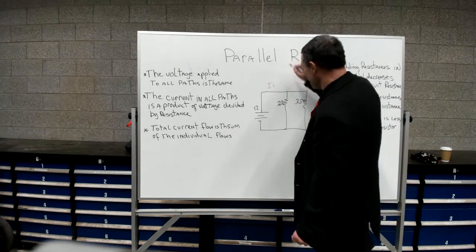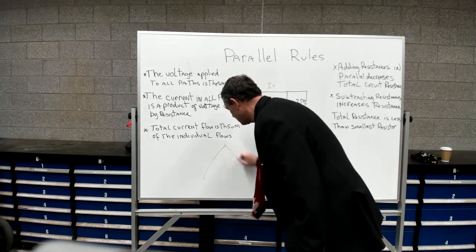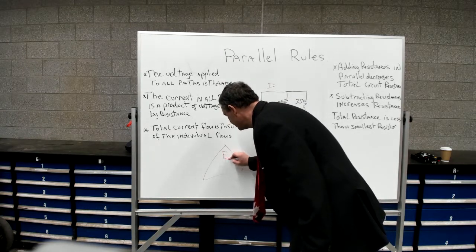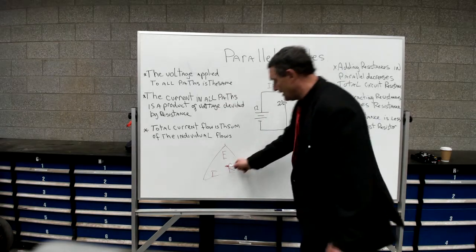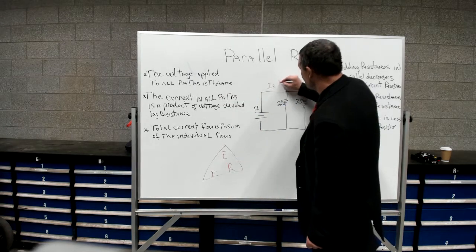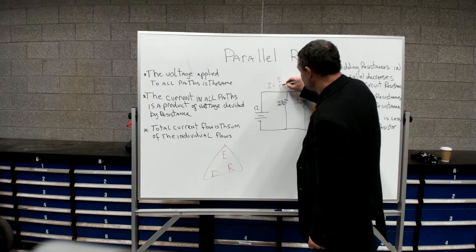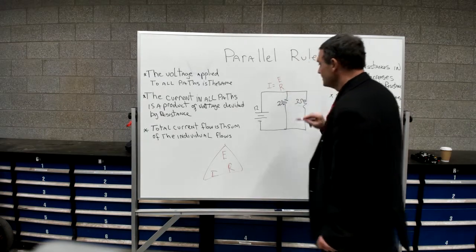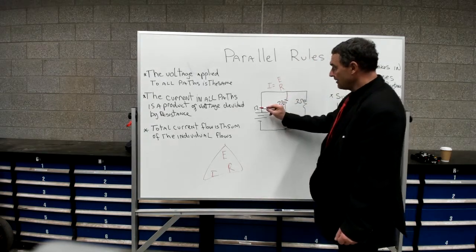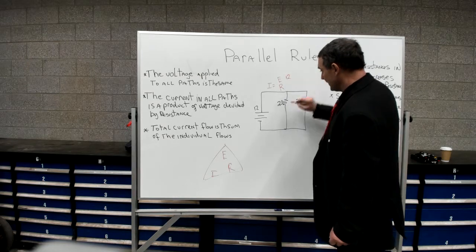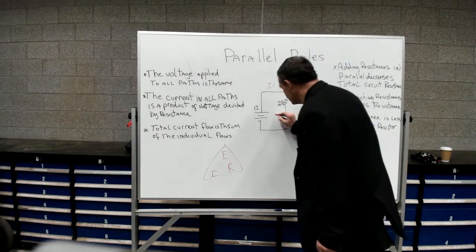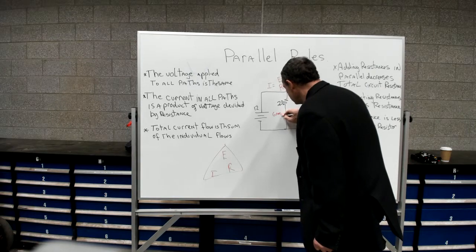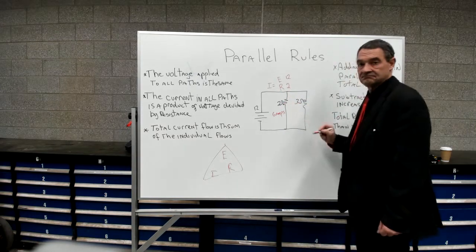So to figure it out, I want to know what I equals. If I draw my triangle down here, E equals IR. So I need to know what I is, so it's going to be E over R. We have our E, 12. We have our R, 2. That means 2 into 12 goes 6. 6 amps flow through this spot.